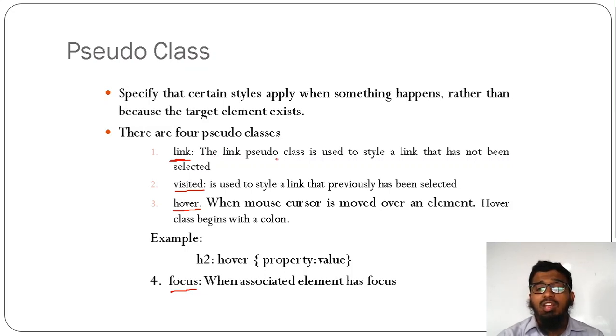What is link? The link pseudo class is used to style a link that has not been selected. Visited is used to style a link that has previously been selected. Hover: when the mouse cursor is moved over an element, the hover class begins with a colon. Okay, next, it sets properties and values on mouse over.